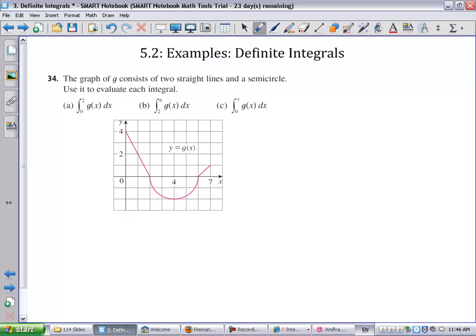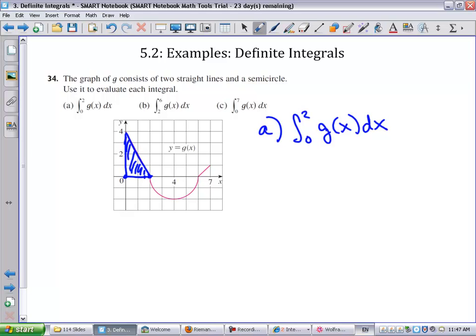It's got two straight lines and a semicircle. And we're supposed to evaluate each of these integrals. So a is the integral from 0 to 2 of g of x dx. So from 0 to 2, the curve looks like this. So the area we're finding is actually the area of this triangle.